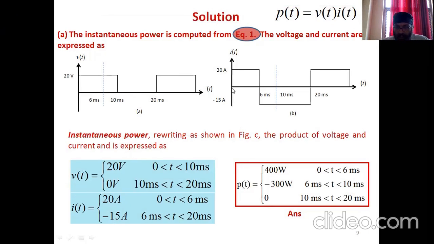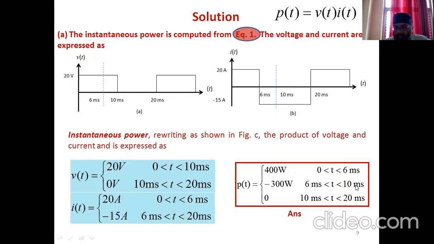And what about current? 0 to 6 milliseconds, it is 20 amperes. And from 6 milliseconds to 20 milliseconds, it is minus 15 amperes. So instantaneous power is simply v(t) multiplied by i(t). First we go for 0 to 6 milliseconds, because current has some value from 0 to 6 and it changes after 6. For 0 to 6, voltage is 20 volts, current is 20 amperes, so 20 multiplied by 20 is 400 watts.